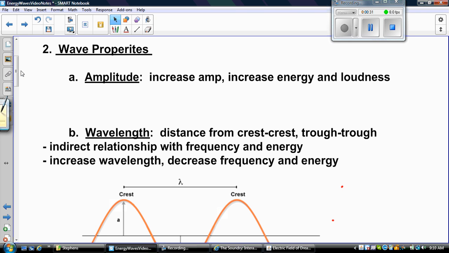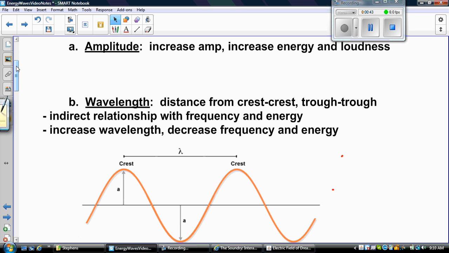So amplitude, if you increase the amplitude, it increases the energy and loudness. That's why you guys can sometimes see cars that have amplifiers and the car is bouncing up and down because the music is so loud.